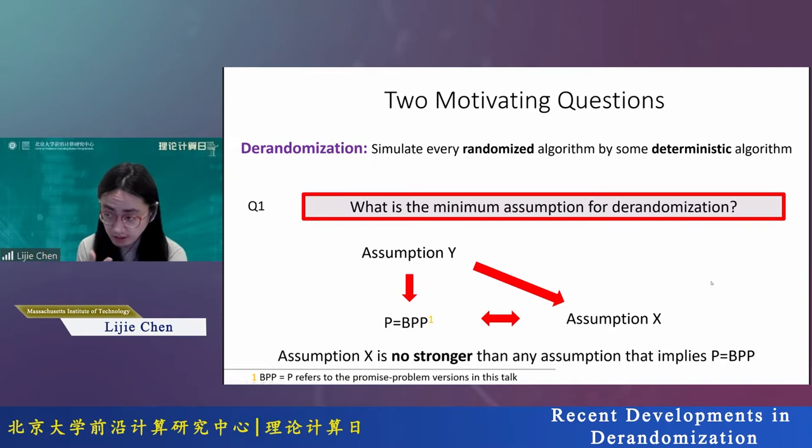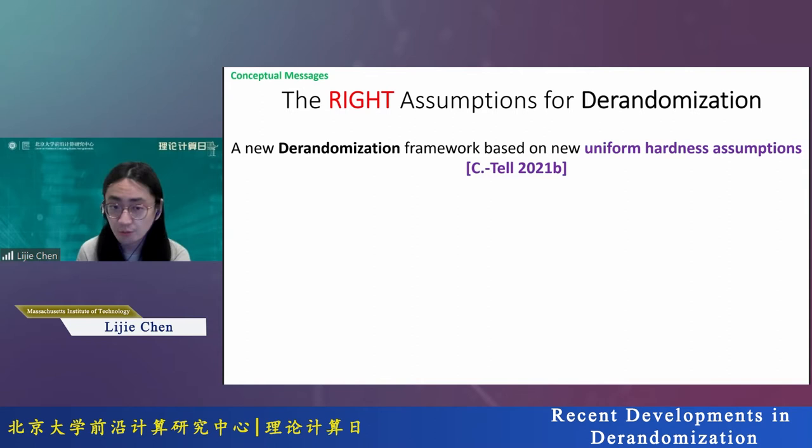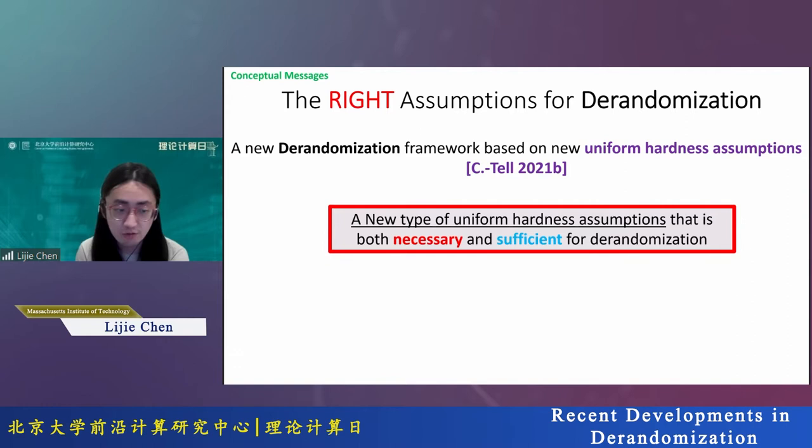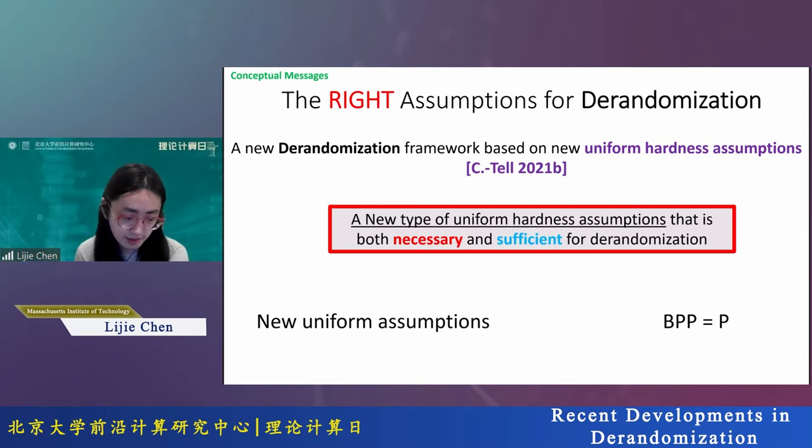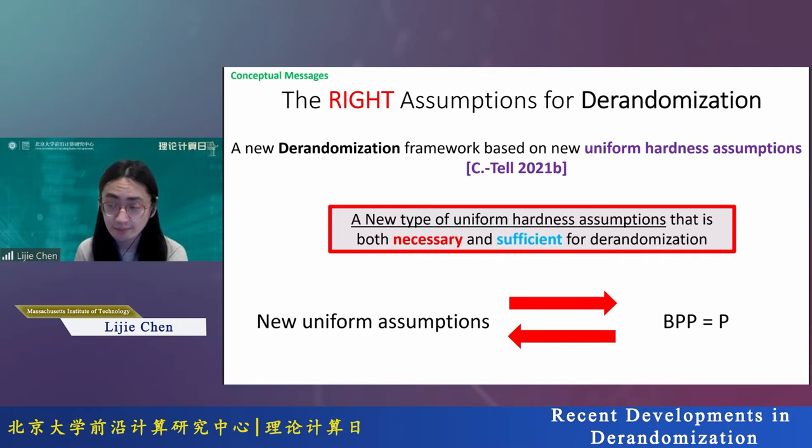So in this work, we gave a new derandomization framework based on a new uniform hardness assumption. We give a new type of uniform hardness assumption that is both necessary and sufficient for derandomization. There's a caveat here that in my work with Roei Tell, we did not achieve a full equivalence. But there are some follow-ups which did achieve some interesting equivalence, and I will talk about them briefly later in the talk. Roughly, we have formulated some new uniform assumptions which have two-way connections with derandomization. And I believe studying them will give us more insight into derandomization.